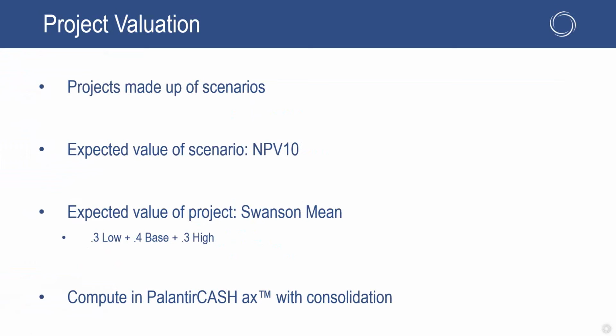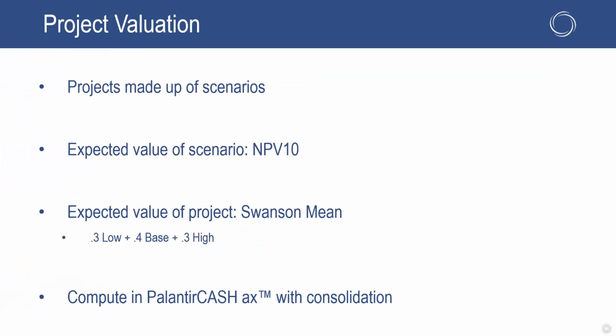So in oil and gas in general, we have multiple possible production scenarios, multiple potential cost scenarios, and we want to weight them in some way so that we can get a weighted average to give us an idea of what we really expect. One very standard way people do this is something called a Swanson mean.